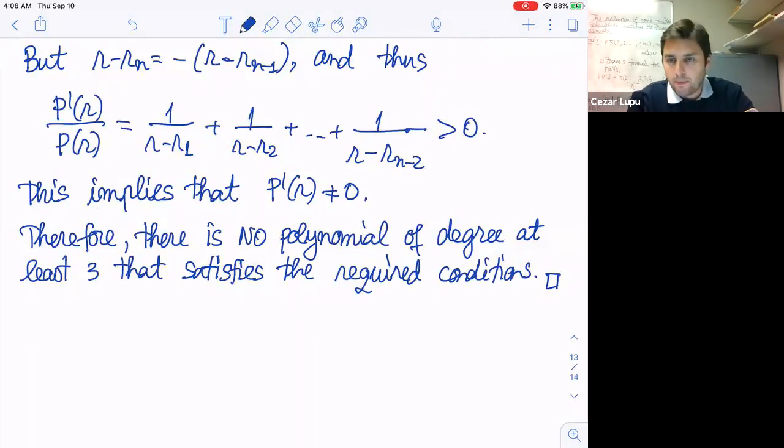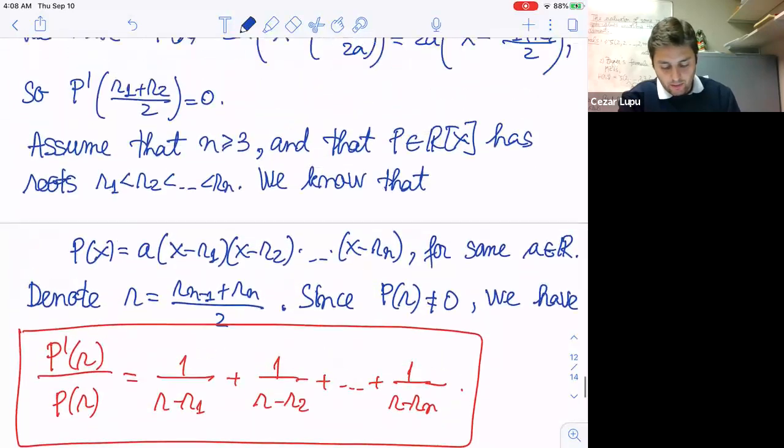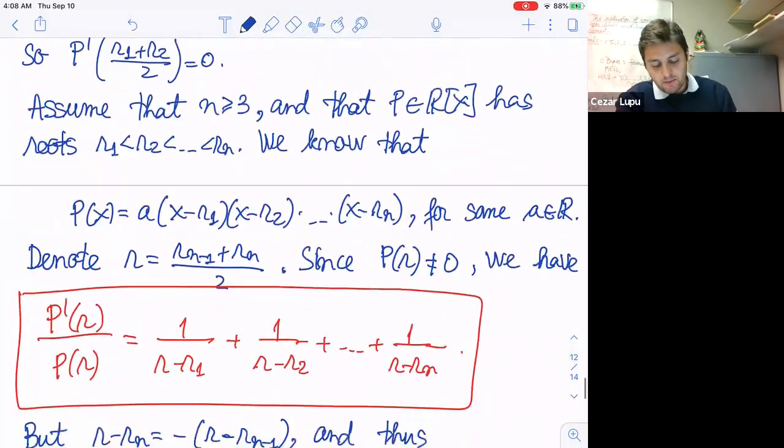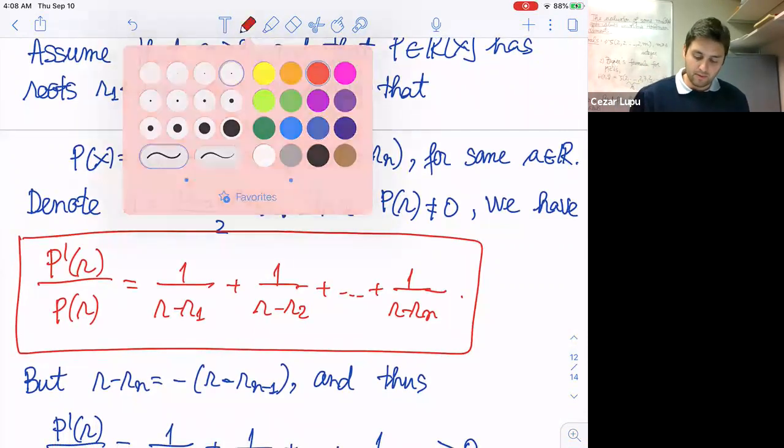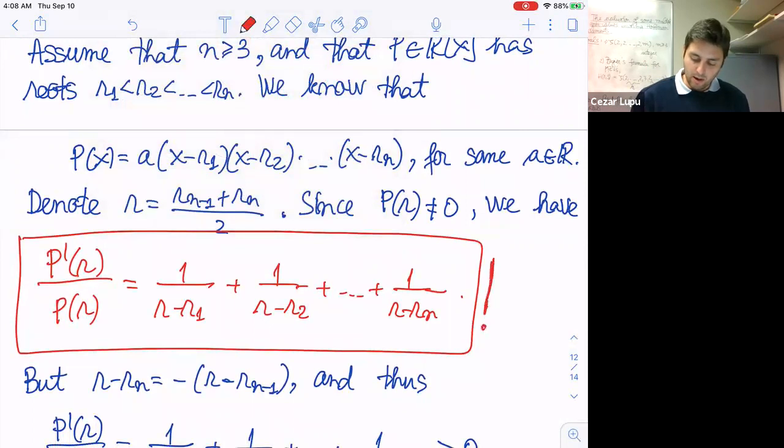So the only polynomials that satisfy the required condition are the quadratic polynomials. In other words, the problem was just an application of this formula. This is a must. You need to know that's how we relate the derivative of a polynomial and a polynomial.